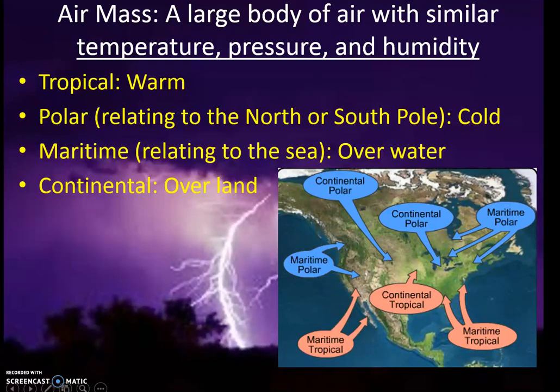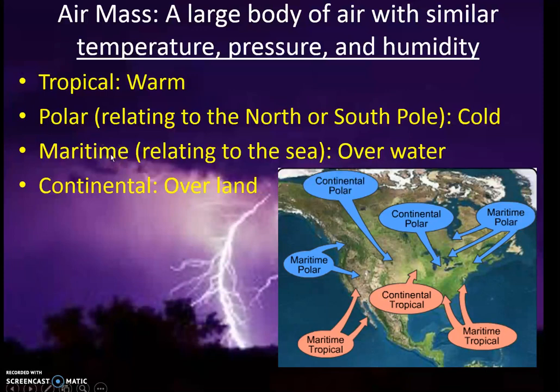The different words that are used to refer to an air mass are tropical, polar, maritime, and continental. And it'll be a combination of two of these words that is used to describe an air mass. Tropical meaning warm. As you can see, they're coming down here from where it's warm. Polar, referring to the North or South Pole, where it's quite cold. So these air masses are shown in blue here because they are cold.